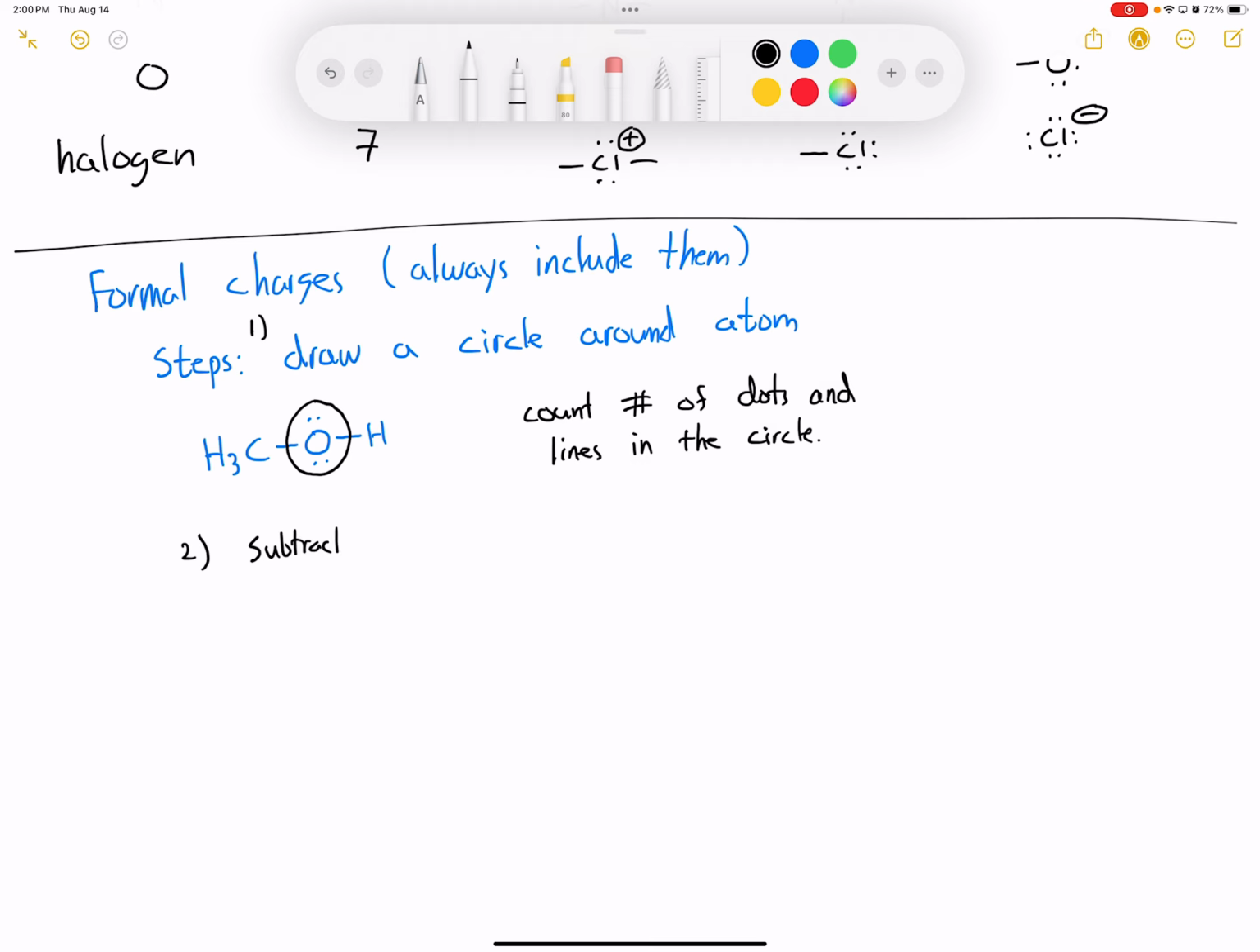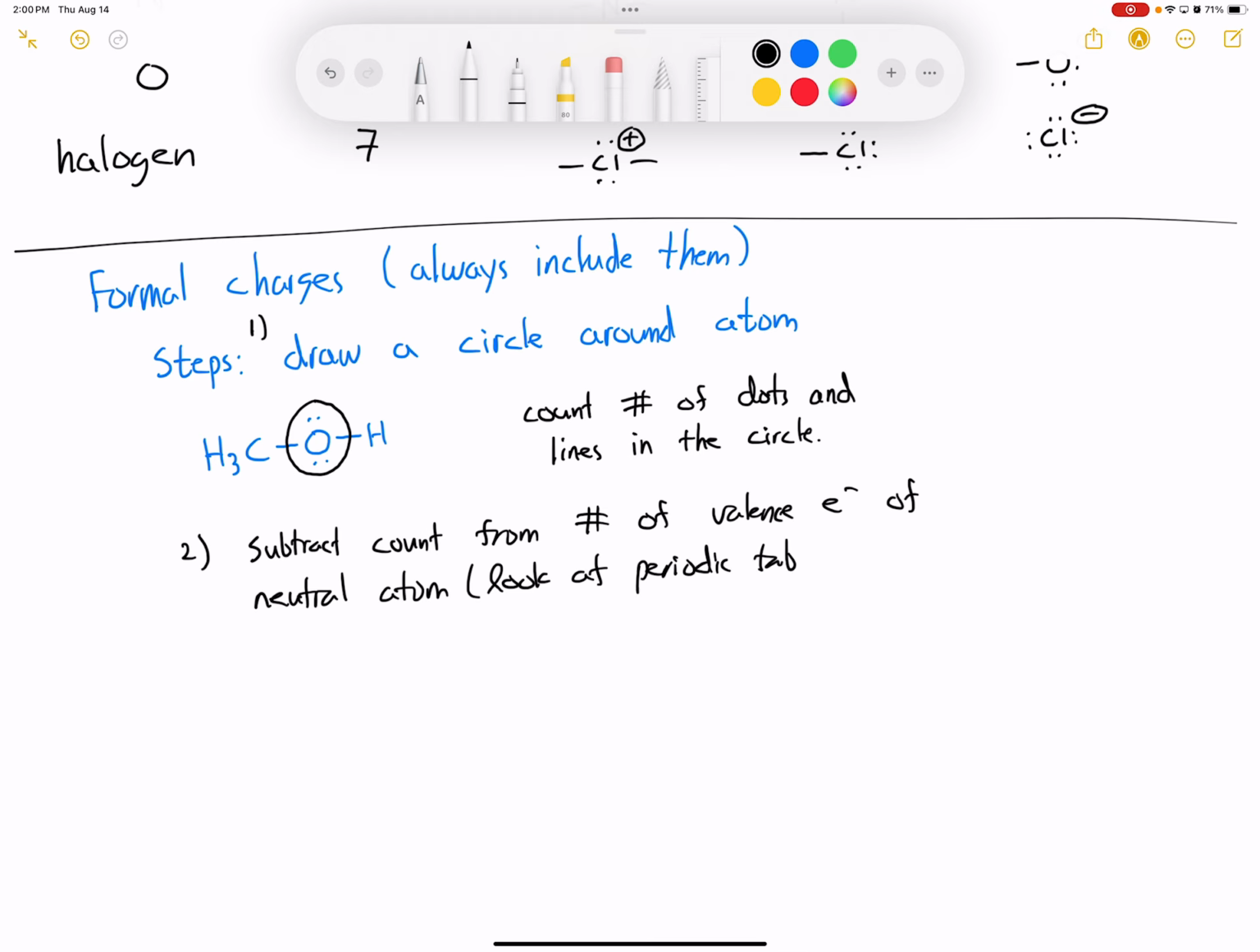So subtract count from number of valence electrons of atom. So here you would look at the periodic table. All right, so for oxygen, how many valence electrons does it have? 6. So here, that's your number of valence electrons.